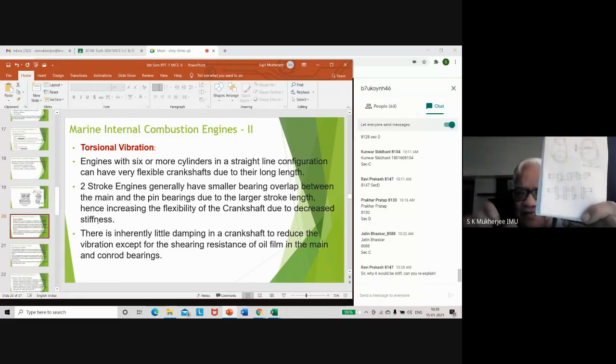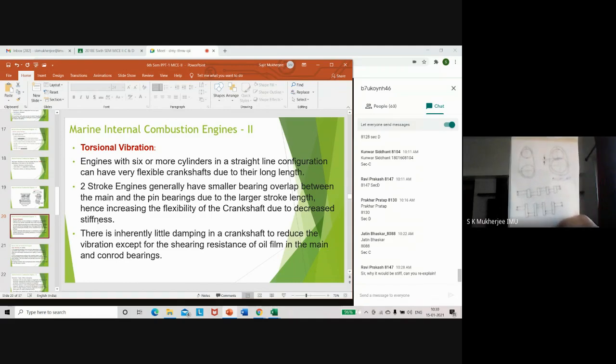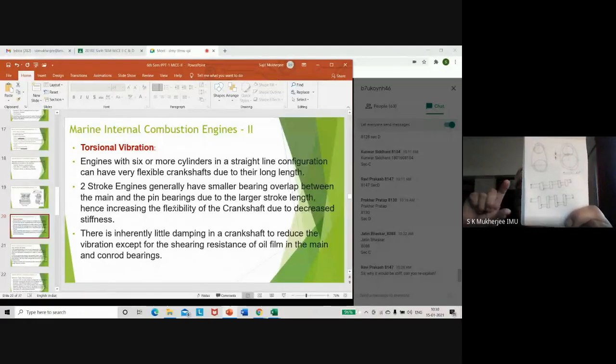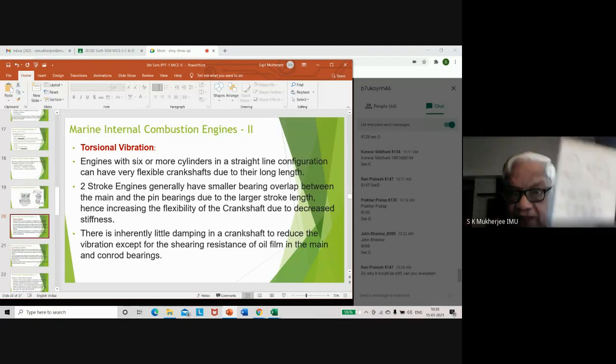flexible in torsion. So that is why the top one you see has got overlap with the crank pin and the main journal. Whereas the lower shaft, it has got a lot of distance between the crank pin and the journal. So that gives it some flexibility for the crank web to bend.